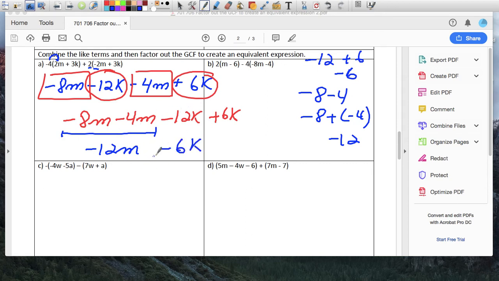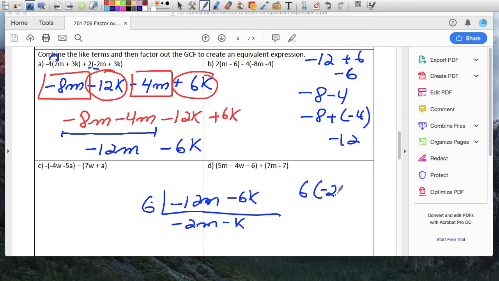Now I want you to do the factor out. So I get negative 12m minus 6k. And we're going to pull out a 6. 12 divided by 6 is 2. Minus, and 6 divided by 6 is 1, or just k. And we get 6 times 2m minus k. 6 times negative 2 is negative 12. 6 times minus k is minus 6k. So, check.